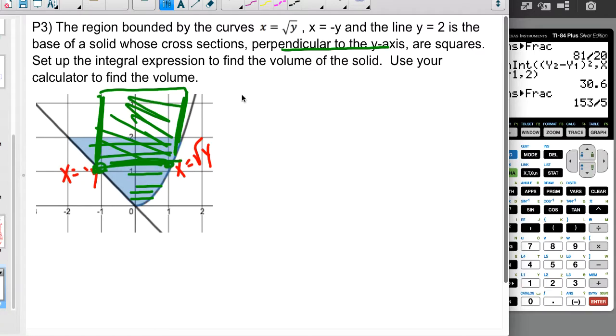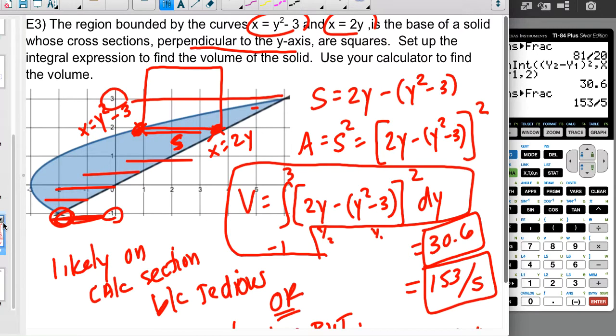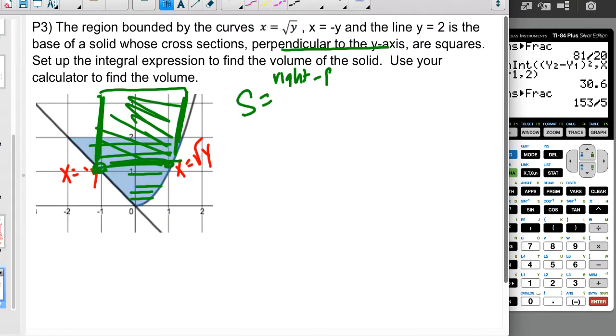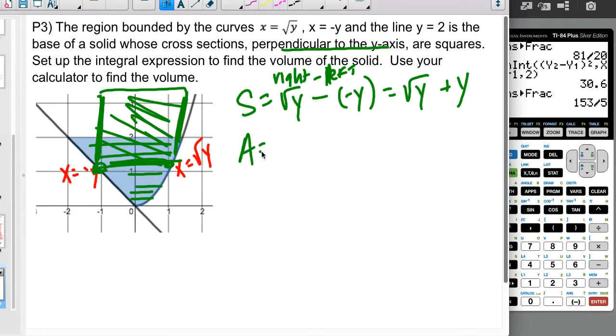Remember, when we have a horizontal line, that side length is going to be right minus left, right? I think on the last one I might have written top minus bottom by accident. This would be right minus left, because it's a horizontal line. So that's going to be the right curve, which is root y, minus the left curve, which is -y. If you want to write this as root y plus y, that would be fine. That's totally sensible here, right? That means that the area, since it's a square, is side squared. The area is going to look like this.